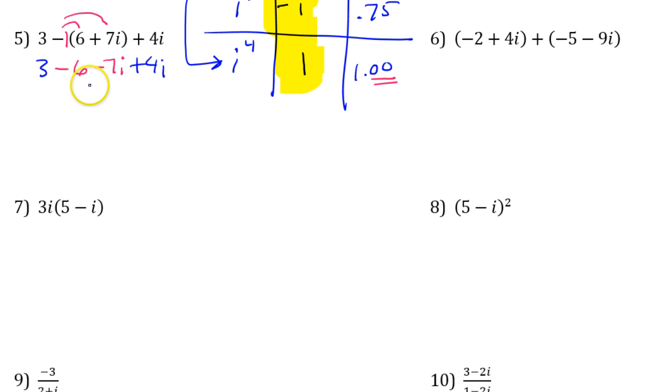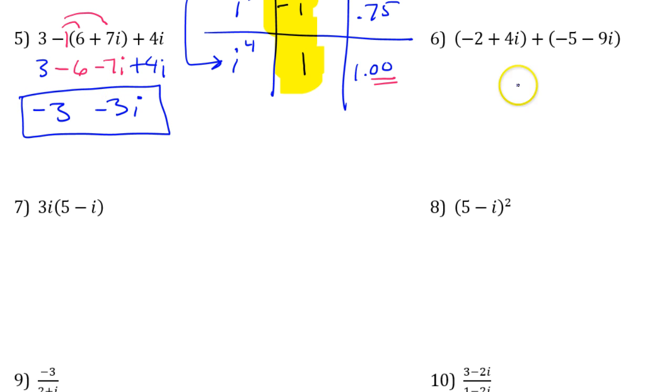Now it's just a matter of combining like terms. 3 minus 6, that's -3. -7 plus 4, that is also -3. So we have -3 minus 3i. By the way, you should always put the i term second. So that would be the answer to number 5.